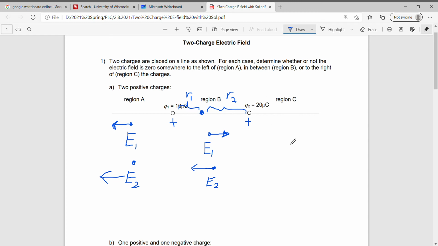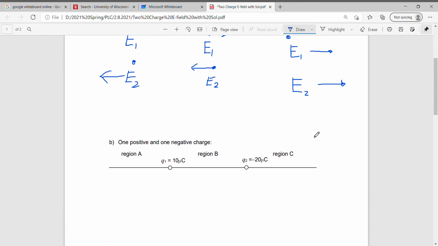In region C, E1 and E2 both point to the right, because both positive charges are located at the left-hand side of this region C. So there's nowhere in region C that could have a 0 electric field.